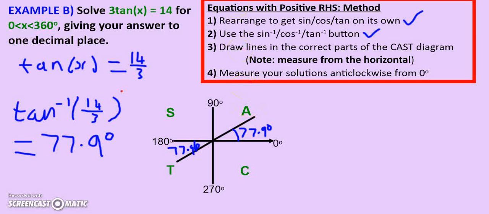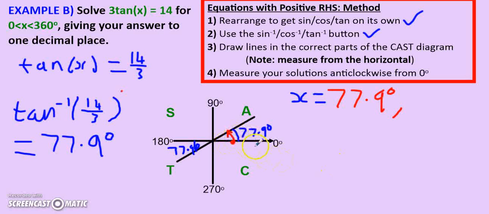Now we measure our solutions to get our two answers. So the first answer we're going to get for x, we're going to measure from 0, and we're going to get the one our calculator gave us. Well, that's 77.9. So that's straightforward enough. Again, rounded to 1 decimal place.